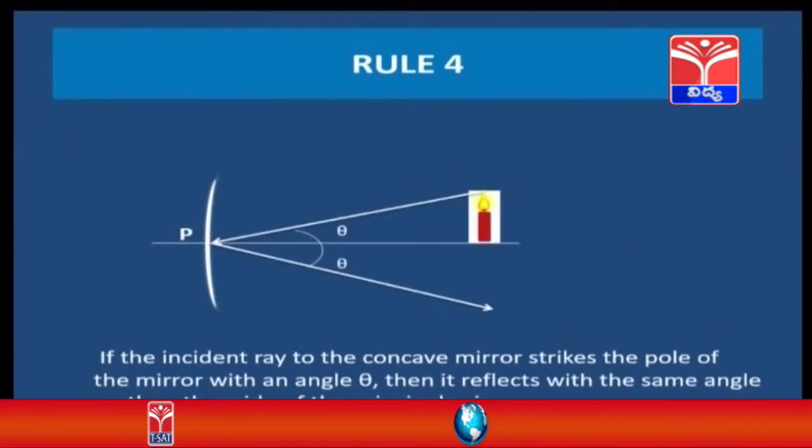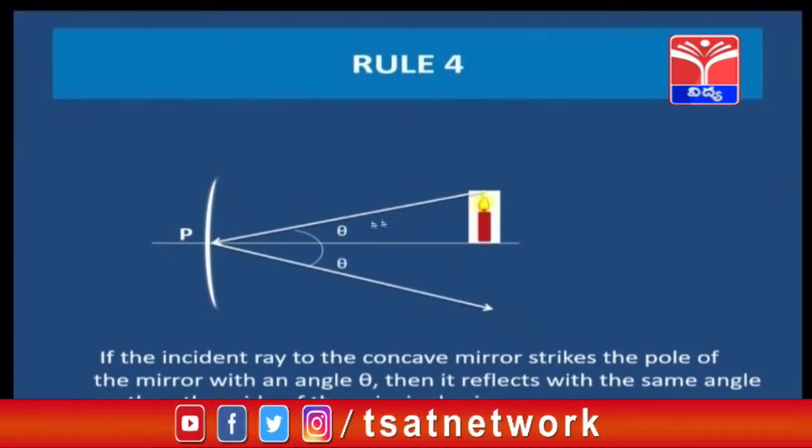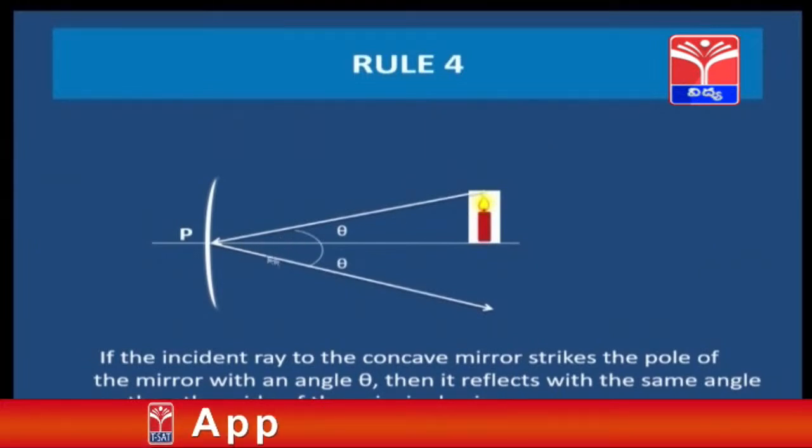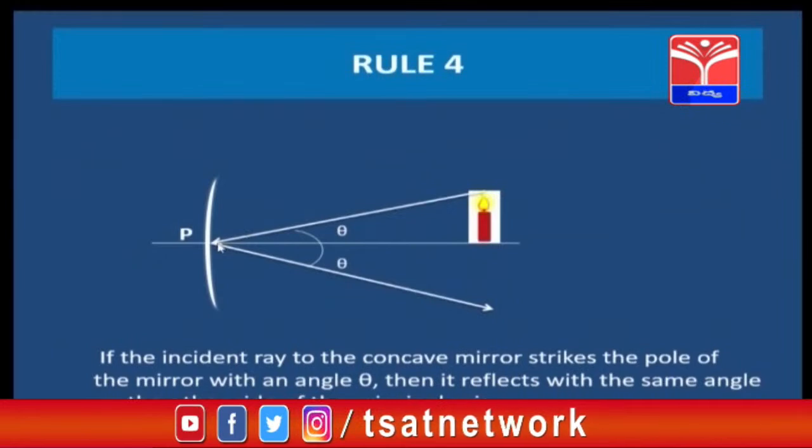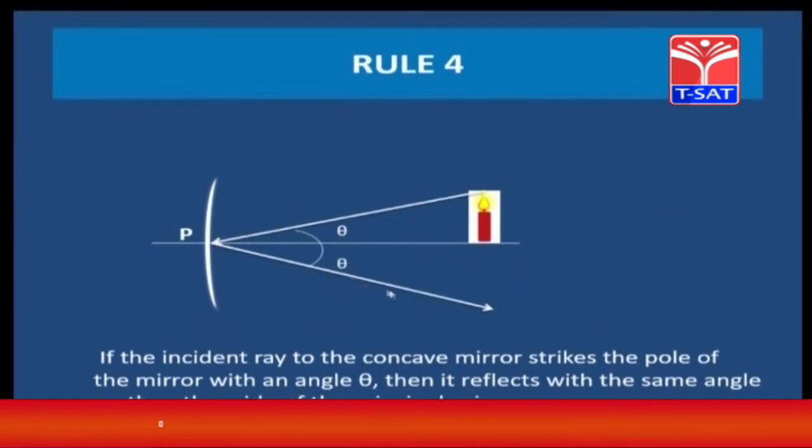Rule number 4 says, when an incident ray hits the pole of the mirror with an angle theta, it gets reflected with the same angle theta on the other side of the principal axis. The incident ray coming from the object hits the mirror at the pole and reflects making the same angle theta on the other side. So these are the 4 rules that have to be followed while drawing ray diagrams.